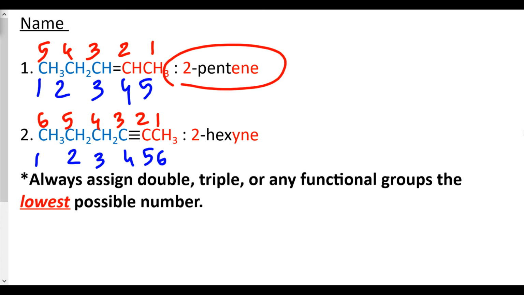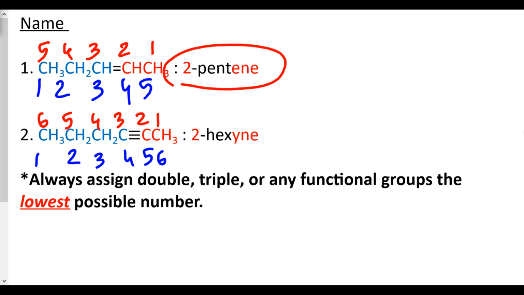For the next one, we have 6 carbons in total, therefore the prefix would be hex. We have a triple bond, therefore the suffix would be yne, so hexyne. But if you count it from left to right, your triple bond is in between the second and third carbon, so therefore the name should be 2-hexyne.